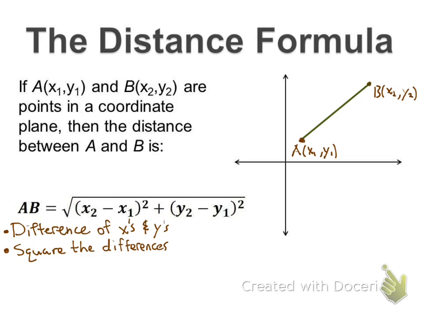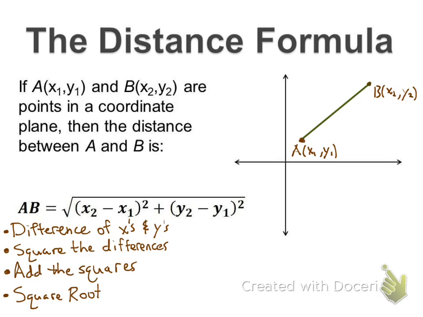After that, I've squared them. I have that plus sign there, so I'm going to add the squares. And that kind of takes care of all the pieces on the inside. So what I'm left with is I'm going to take the square root. So those are our basic operations that we do each time. I give you two points. You're going to find the differences of the x's and y's. You're going to square the differences. You add the squares, and then you take the square root.